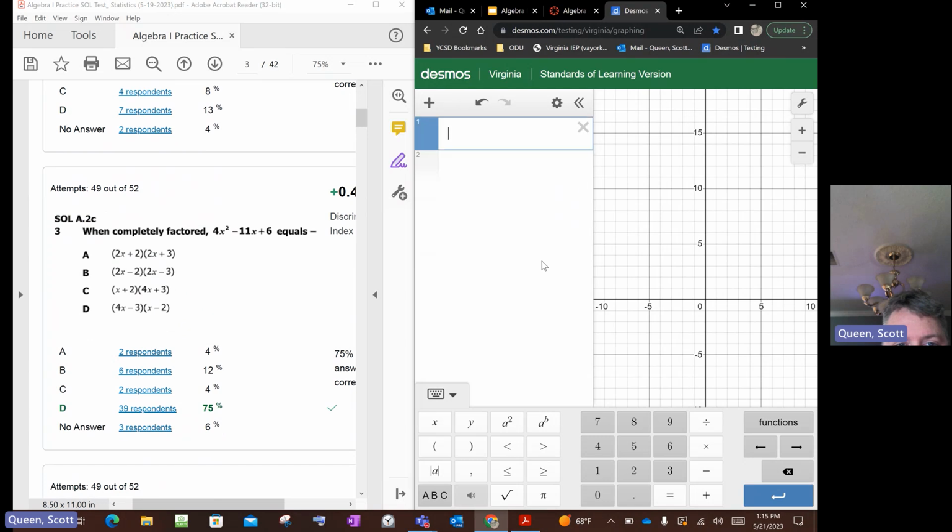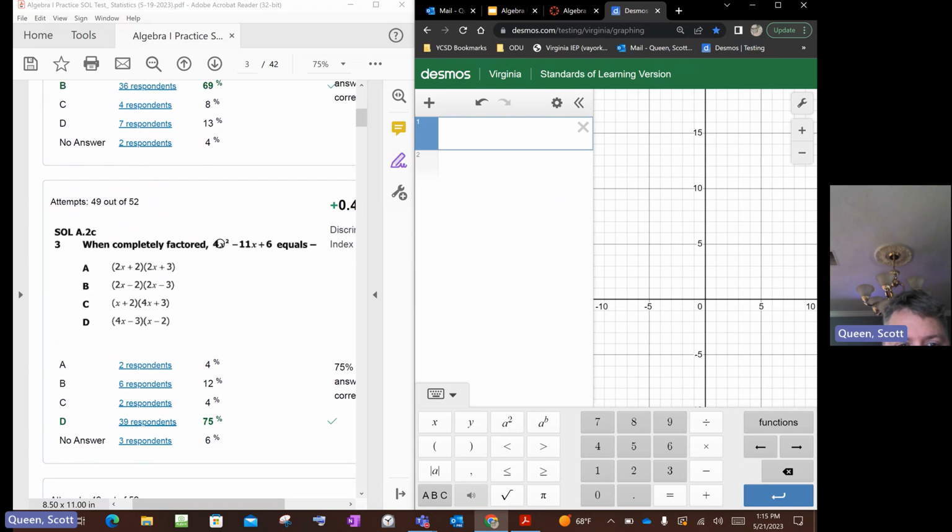Talking about completely factored. All right. Throw this in the graphing calculator. I'm not even sure I want to waste any time with this, but since we had people miss this, I guess I'm going to put that in there real quick. Put exactly what you see: 4x squared minus 11x plus 6. All right. Look at me, I got a pretty graph.